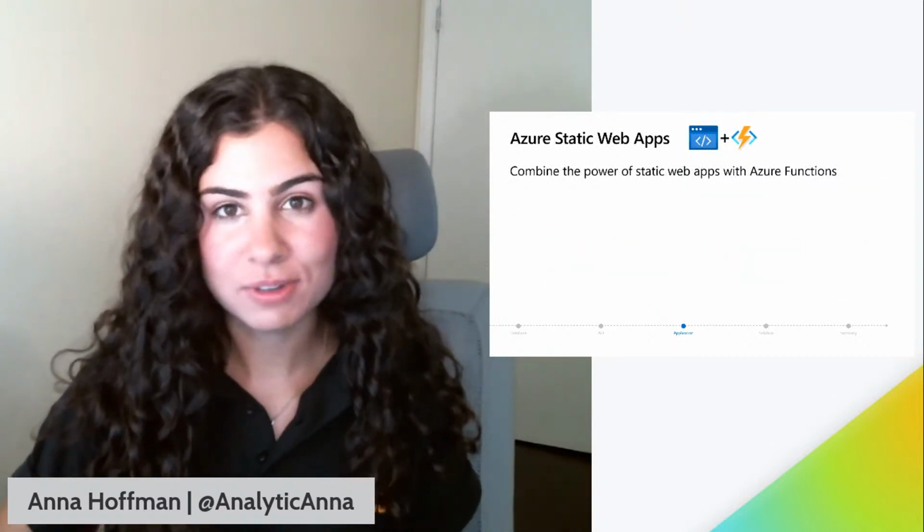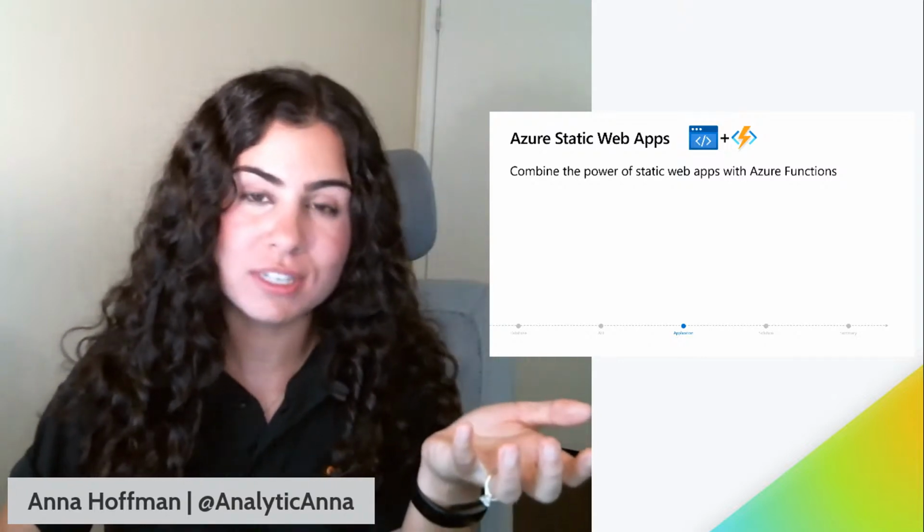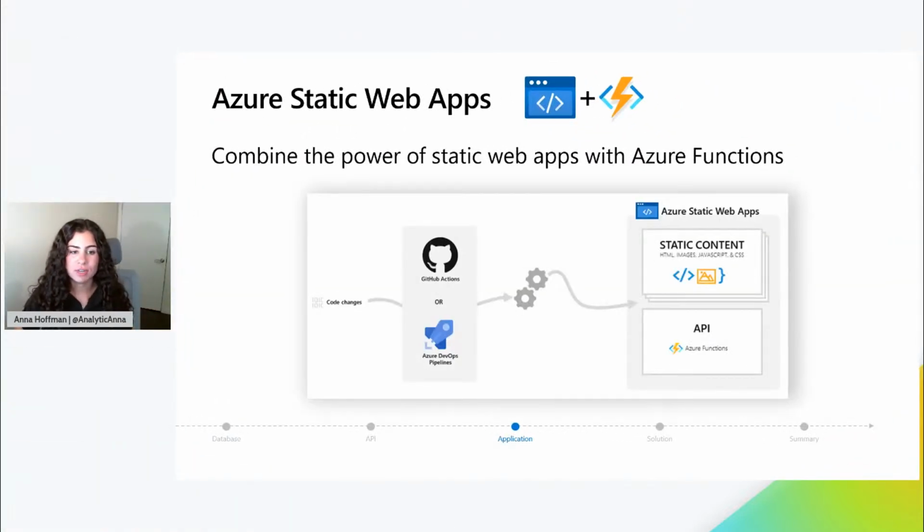I think these are really cool because it's combining the power of your static web application hosting with Azure Functions. Essentially, you can have in one repository code for an Azure function and code for static content, and you can host it using GitHub or Azure DevOps pipelines and actions to automate your deployment. So we're going to check all our boxes in one go.